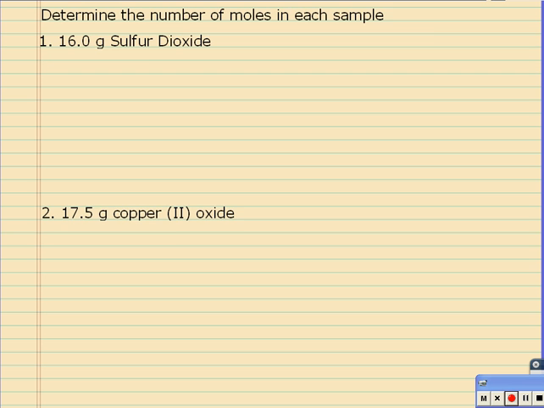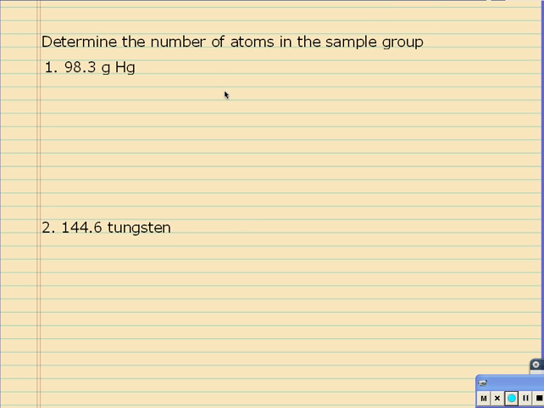Now we want to determine the moles of each sample. 16.0 grams of sulfur dioxide, 17.5 grams of copper-2 oxide. Please remember, here we're looking for the number of moles, not the number of atoms. The way we express them, this is like saying we have 6, and here we're saying we have half a dozen.